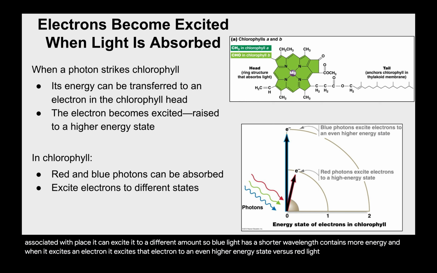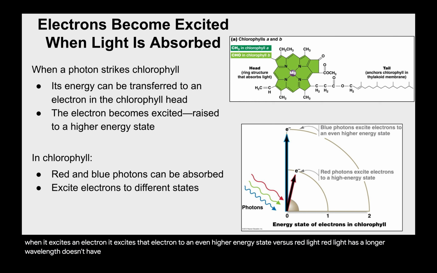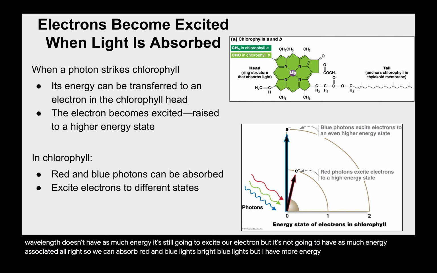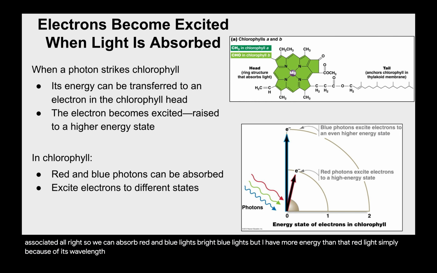Versus red light has a longer wavelength, doesn't have as much energy. It's still going to excite our electron, but it's not going to have as much energy associated with it. All right, so we can absorb red and blue light, right? Blue light's going to have more energy than that red light simply because of its wavelength, all right?